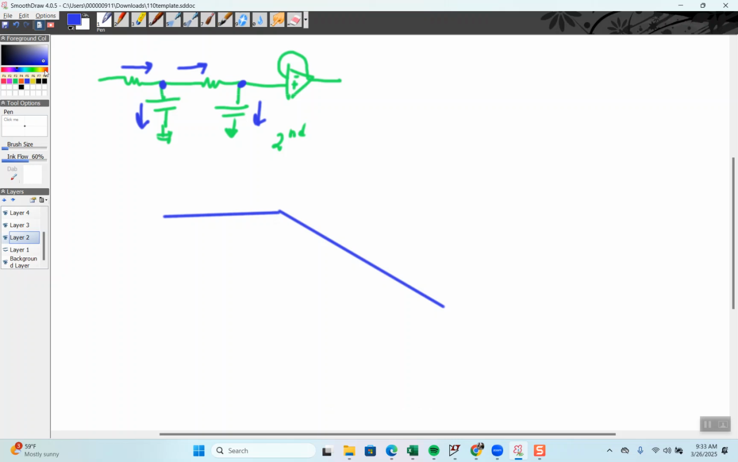So that's first order. And then what I'm going to do is draw the real Bode plot. And it's minus 3 dB, okay? First order. The second order filter will now have a sharper Bode plot.